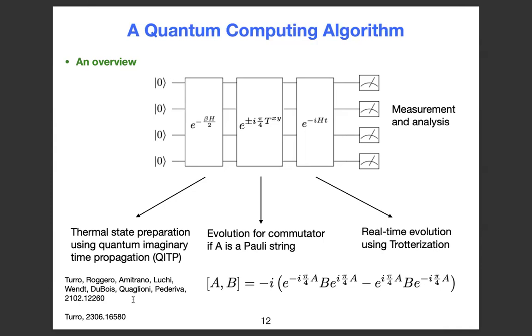And the second step in the quantum algorithm is to realize this commutator between two operators. The method we use is this expression here. When the operator A is a Pauli string, one can show that the commutator between the two operators A and B can be written in this way. So what we need to do in the quantum circuit is to evolve with the A operator with a phase pi/4. After that, we just do real-time evolution, and in the end, we do measurements on all of the system qubits and do a reanalysis of the experiment.